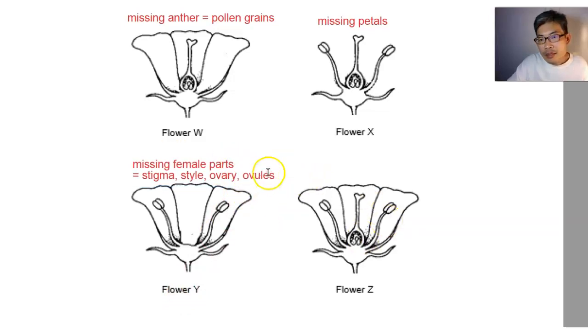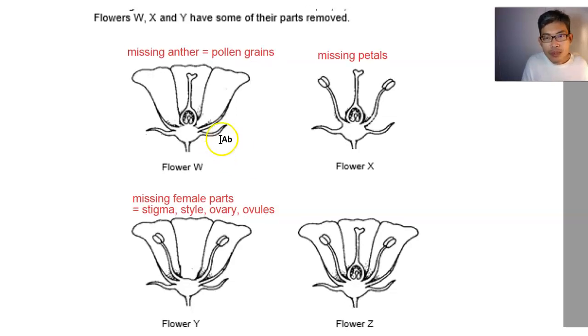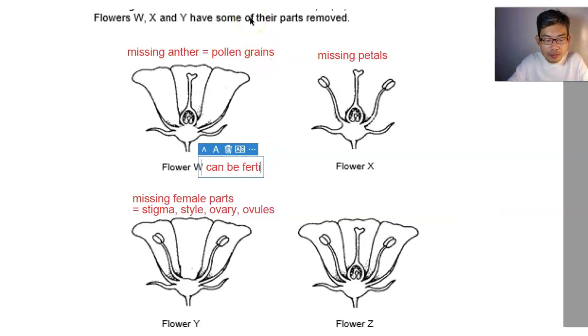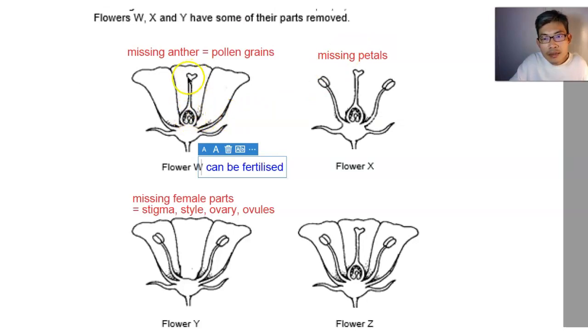So if you talk about fertilization, such questions often ask you, if you remove some parts, can the flower be fertilized? I will say that in this case, this one can still be fertilized, because there's still a stigma to catch hold of the pollen grains, there's still a style for the pollen tubes to grow down into it, and there are still ovules inside the ovary for the pollen tube to fuse with the ovules and to kickstart the fertilization process.